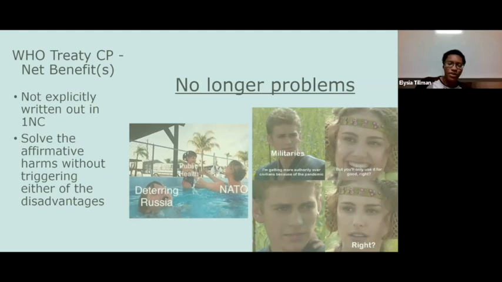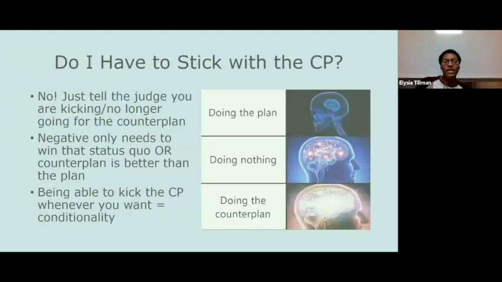So the last thing I want to touch on, which is just about all counterplans in particular, is the idea that you do not have to stick with one counterplan, with just having the counterplan and being like, okay, the status quo is no longer an option. So when you're negative, you have the freedom to get rid of the counterplan or kick it whenever you want.